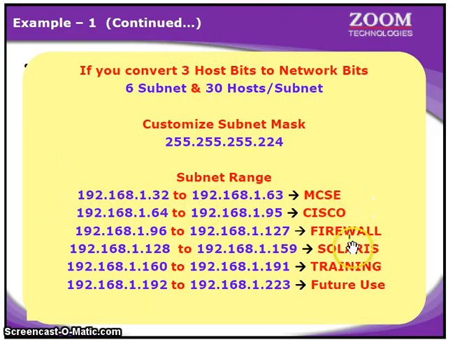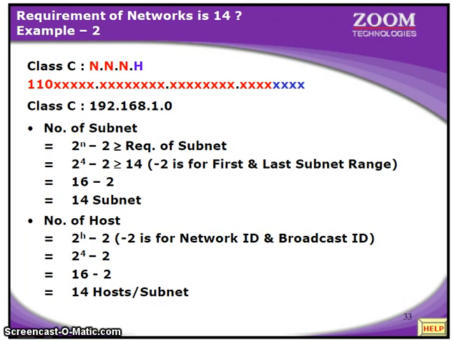Consider these as the different departments. The requirement is 5, but the minimum number that we are getting is 6. So consider it as 6 different departments with 6 different sets of IP addresses, each network or department having 30 hosts. Now this is a similar sum with a slight change, with the number of networks as 14.